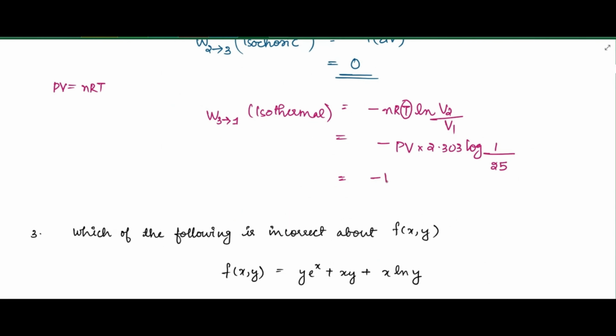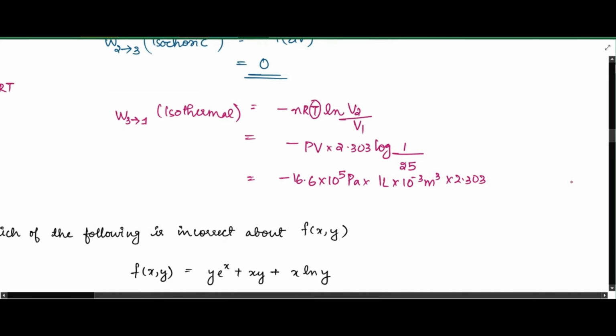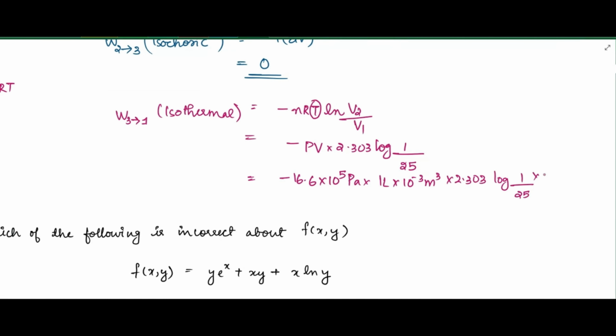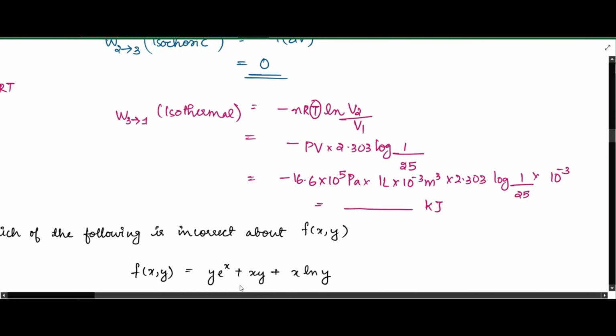Final is minus 16.6. അങ്ങനെ നിർത്തരുത് കേട്ടോ, കാരണം SI യൂണിറ്റ്സിലാണ് വേണ്ടത്. Converted to pascals. Volume is 1 liter. അതിനെ meter cube ആക്കണം. Into 2.303 log 1 by 25 into joules-ലല്ല വേണ്ടത്, kilojoules-ലാണ് വേണ്ടത്. So finally whatever you get over here is going to be kilojoules. Yes. Tell me what is the answer?